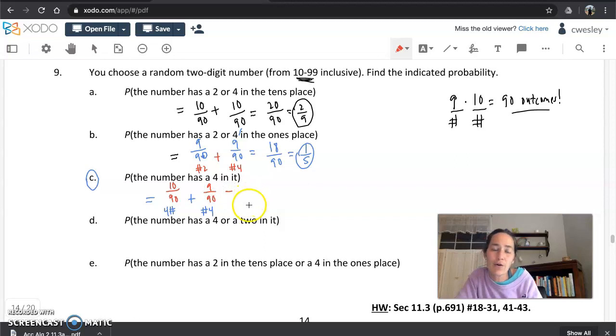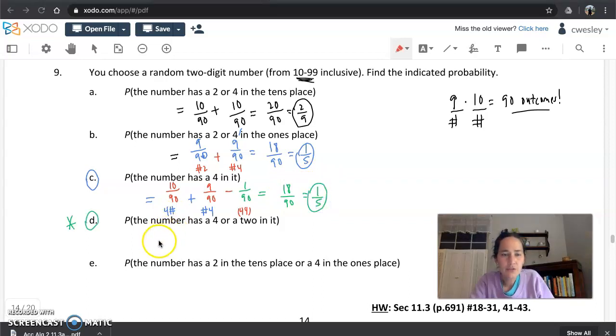Now we've got to think about overlap. Did we double count at all? There should be one option that we double counted. There's one number that has a 4 in both places, and that's the number 44. I want to subtract off one case out of those 90 cases for the overlap. So this is one way to organize your thinking. You had 18 out of 90 again, and we get a repeat answer of 1/5.